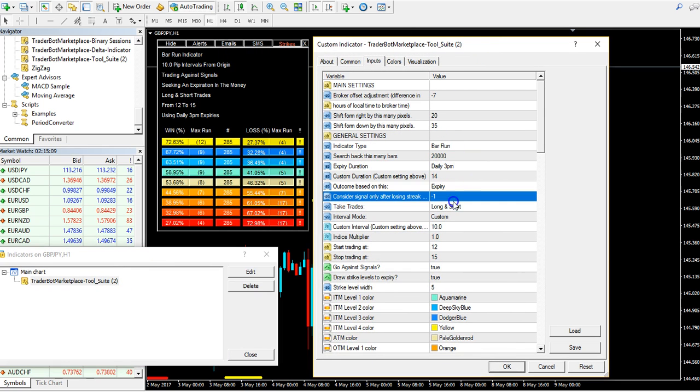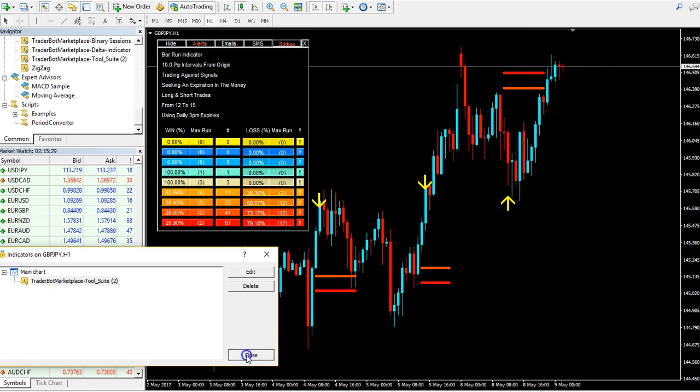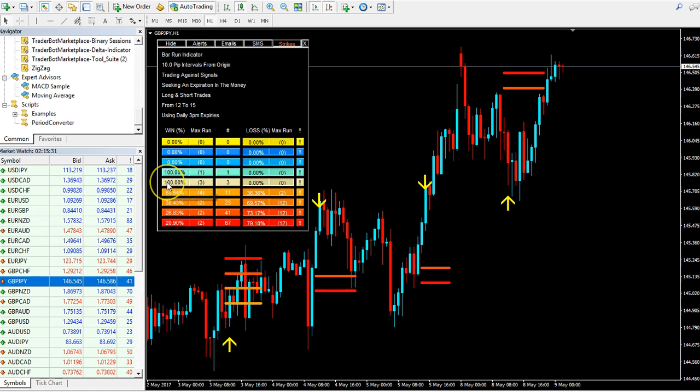Let me find it here. Right here. Consider signal only after a losing streak. Now, if we know that they have losing streaks, we know the maximum losing streak out of 285 trades has been 5. If we were to put the number 5 in there and click OK, we're going to see a 100% win rate, but it's only had 3 trades. Now, 3 trades is not enough.